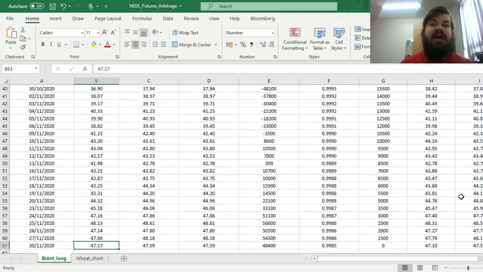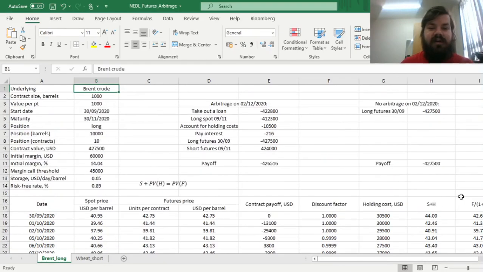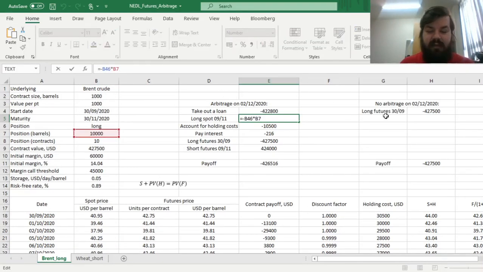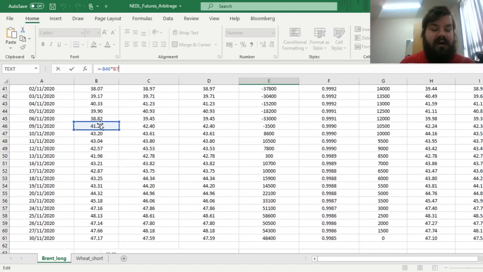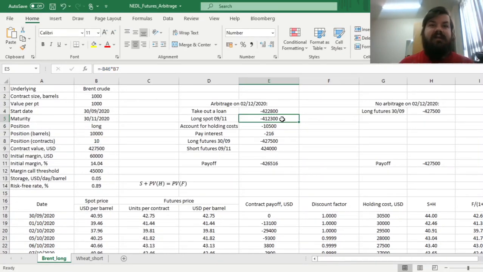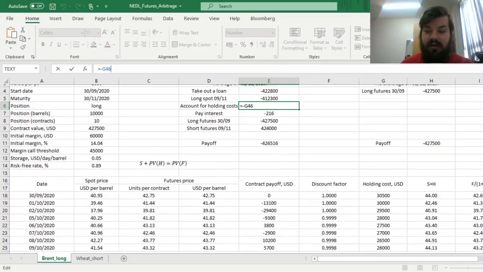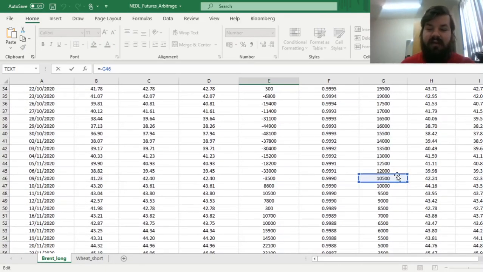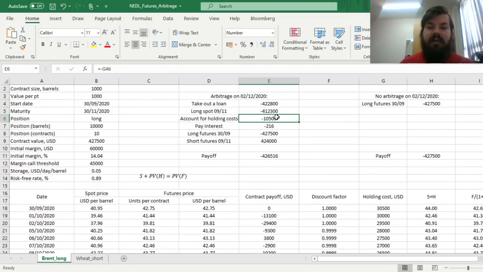So let's account for this and calculate all of the cash flows associated with this arbitraging strategy. We need to long the spot, so we need to buy 10,000 barrels of oil at the spot price on the 9th of November 2020, meaning that we need to pay up immediately on the 9th of November, $412,300. We also need to pay the holding costs upfront, calculated as of 9th of November. But here the problem is that we need to get this cash somewhere.